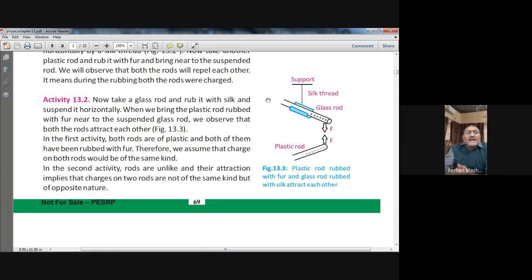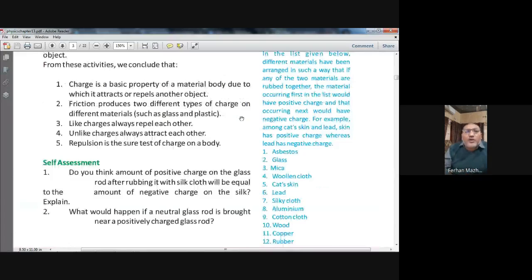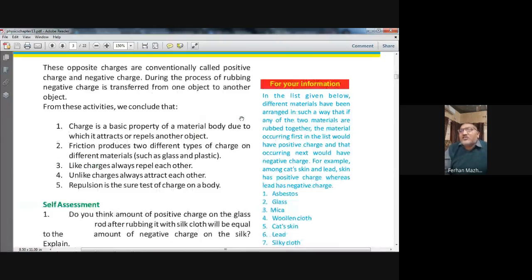In the second activity, rods are unlike and their attraction implies that charges on two rods are not of the same kind but of opposite nature. These opposite charges are conventionally called positive charge and negative charge. During the process of rubbing, negative charge is transferred from one object to another object. From these activities, we conclude.